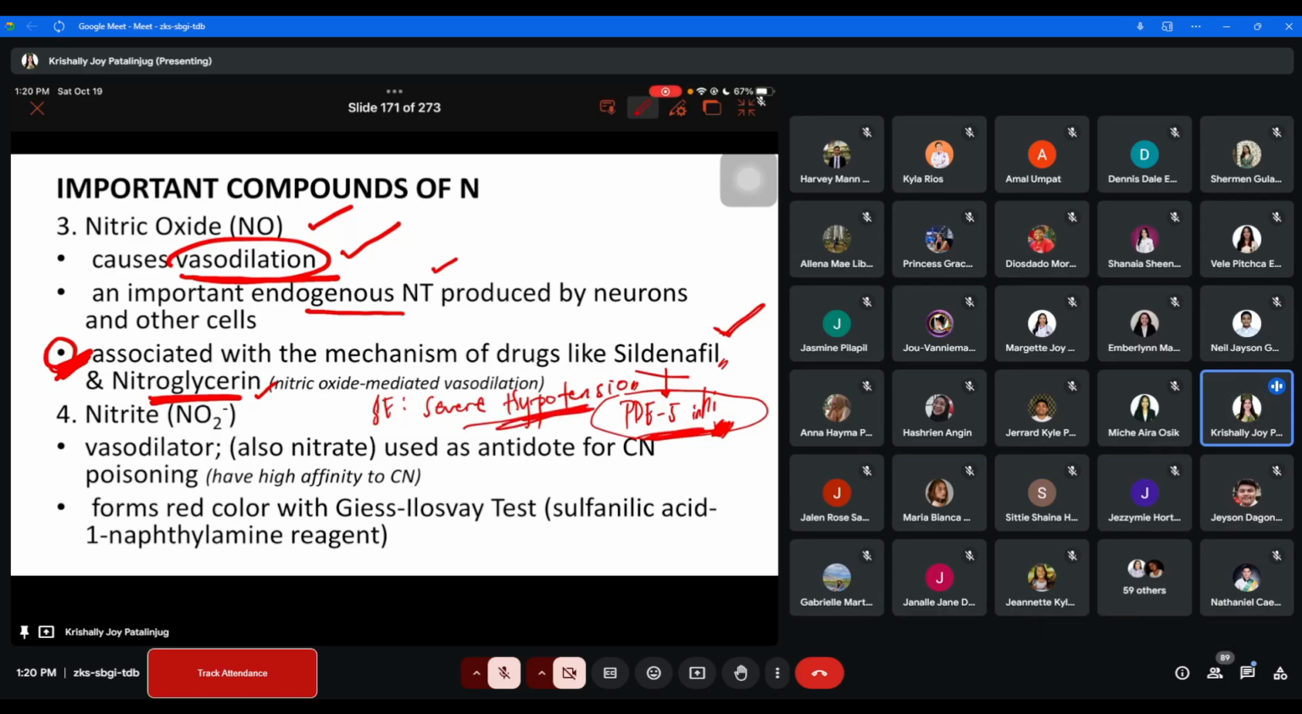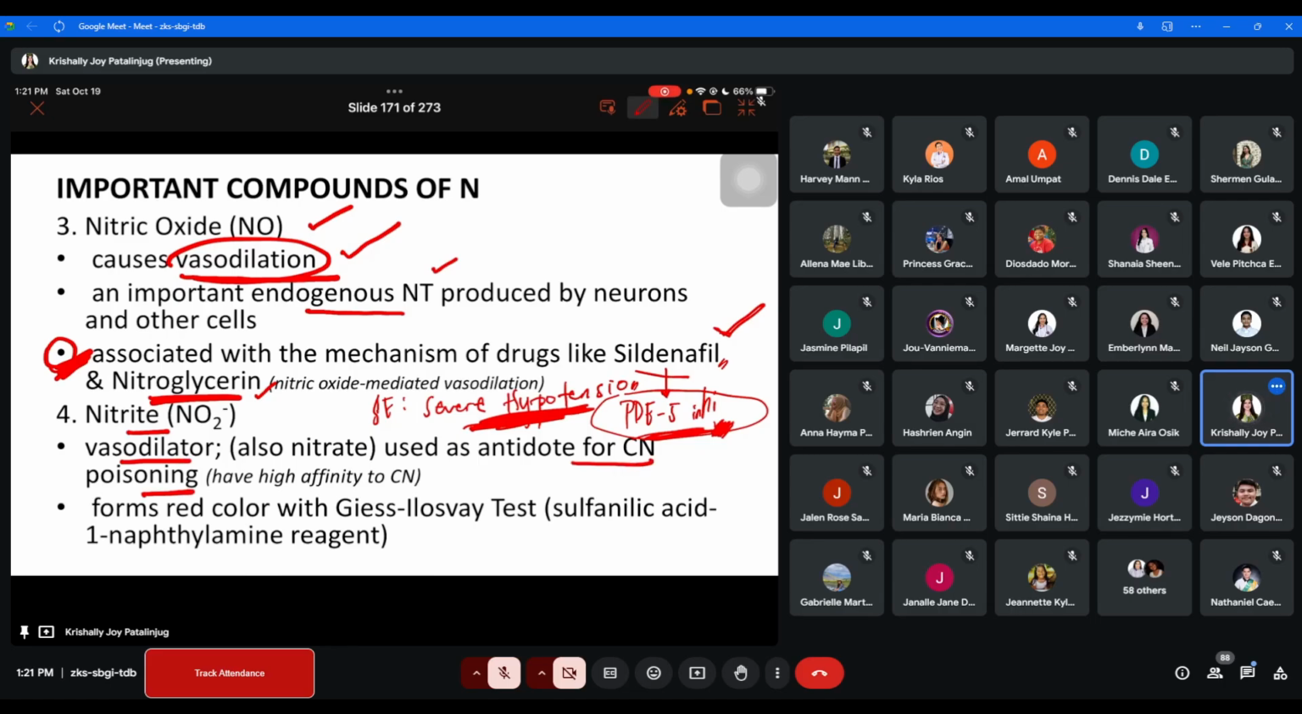So, hindi naman siya bawal i-take kung ang pasyente is maintaining a drug for hypertensive, treatment for hypertension. Hindi siya bawal. Dapat lang may interval. Okay, interval. Halimbawa, 6 hours in between, yun yung interval ng pag-take ng mga drugs para maiwasan yung mga side effects na harmful. Okay? Nitrite, ayan din, vasodilator, used as antidote.